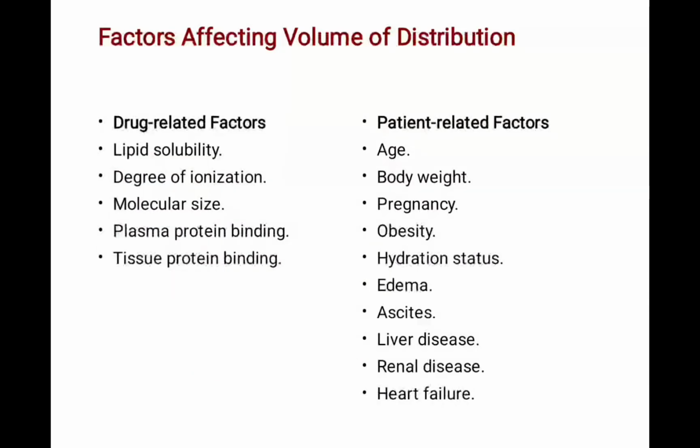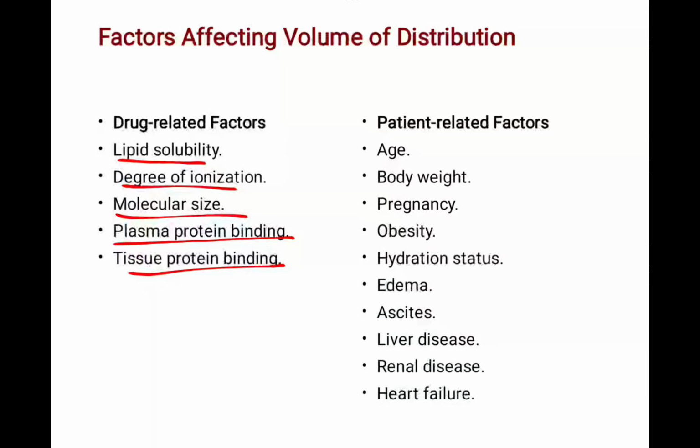So, factors affecting volume of distribution: we have drug-related factors. These include lipid solubility. The more lipid soluble the drug is, the more extensively it is distributed to fatty tissues. Then the degree of ionization, the molecular size, plasma protein binding, and tissue protein binding, which we already talked about. We already said that the higher the plasma protein binding, the lower the volume of distribution, and the lower the plasma protein binding, the higher the volume of distribution.